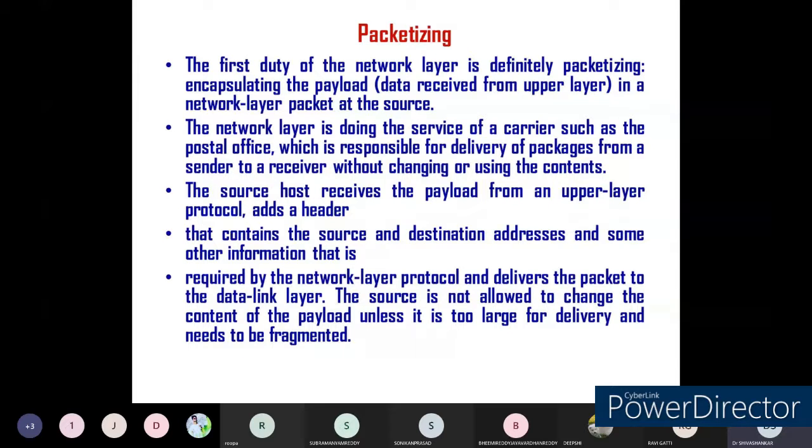For example, if the information size is 64, then that 64 should be divided into equal sizes, that is 32-bit and 32-bit information. That is called fragmentation, right? So fragmentation means how to divide a large amount of data into equal data sizes. That is called fragmentation.